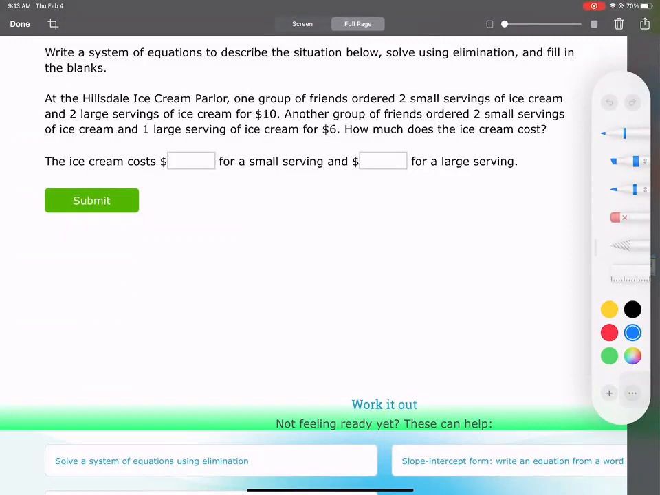At the Hillsdale ice cream parlor, one group of friends orders 2 small servings and 2 large servings of ice cream for $10. Another group of friends ordered 2 small servings and 1 large serving for $6. How much does each ice cream cost? We don't know how much the small costs or how much the large serving costs. But we do know that the first group bought 2 small ice creams and 2 large ones and it equaled $10. I want to make sure this makes sense to you.